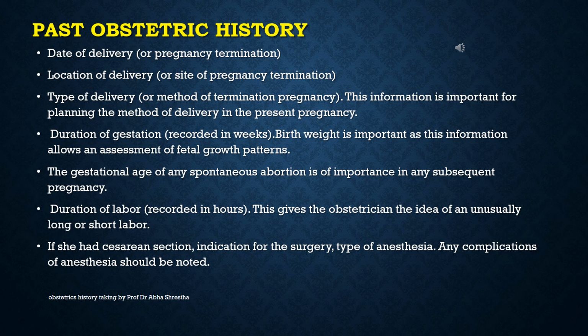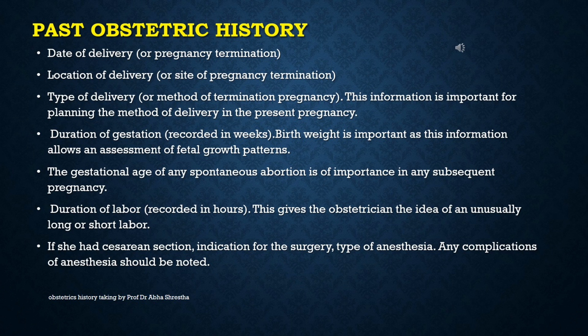We need to know the birth weight of the baby because this gives us an idea about the assessment of fetal growth patterns. For example, if she said, I had a term delivery, but the birth weight of my baby was only 1.5 kgs. So that gives us an idea that this might be a fetus with IUGR, and the chances of having IUGR in this pregnancy become higher, and we can prevent it if we know she had such a history in the previous pregnancy.